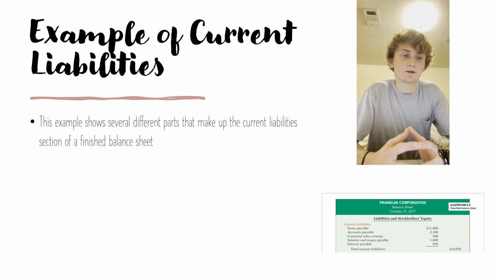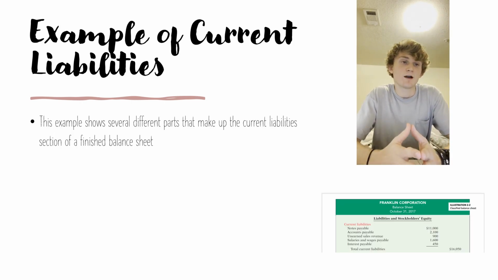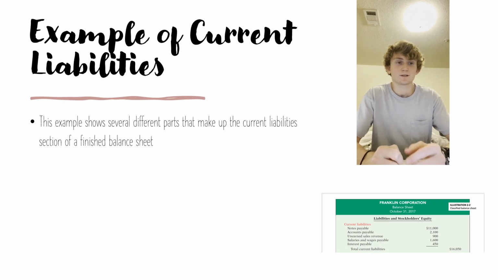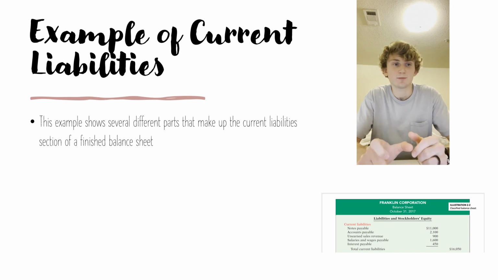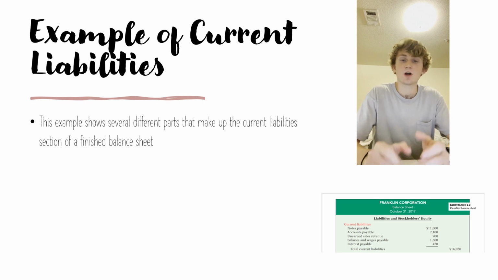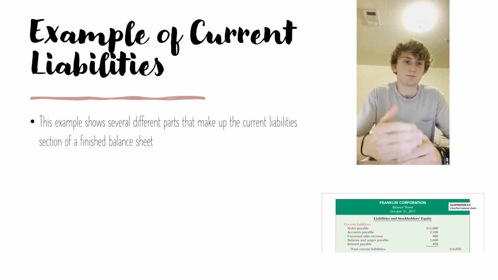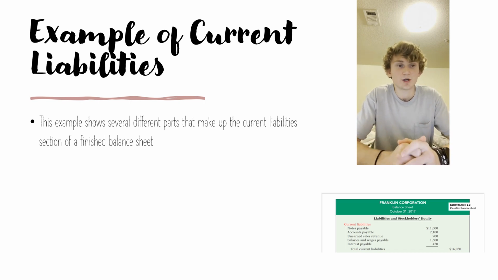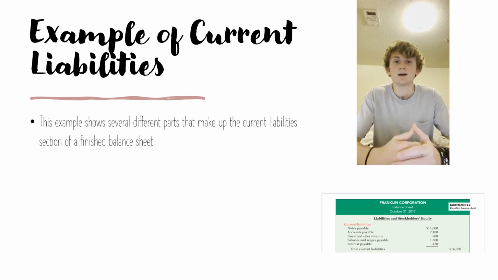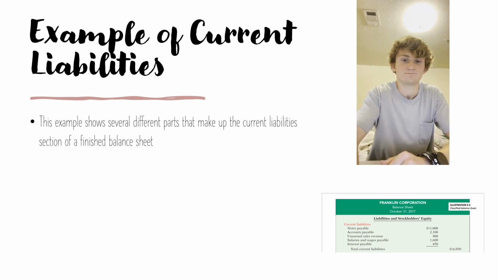If we look at an example of current liabilities, in this example on the balance sheet, we see that current liabilities is under the liabilities and stockholders equity section, and that current liabilities is its own subheading. Within this current liabilities section, notes payable, accounts payable, unearned sales revenue, salaries and wages payable, and interest payable are all there as being accounted by this company. Each of these things add up to show the total current liabilities, which will then be added to your total long-term liabilities, which will make the total liability section.